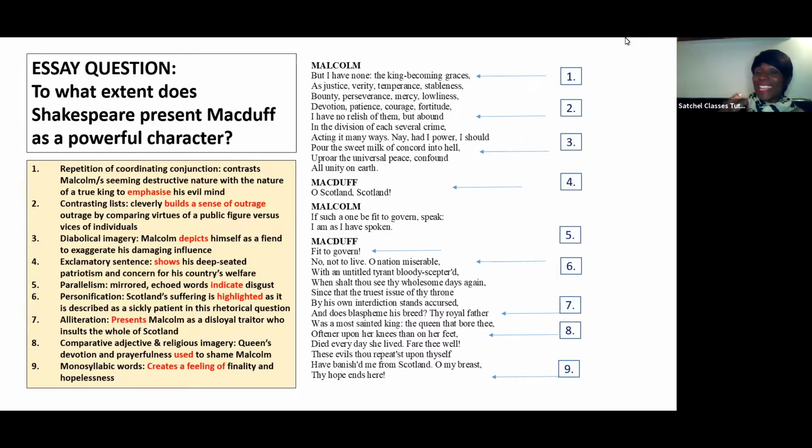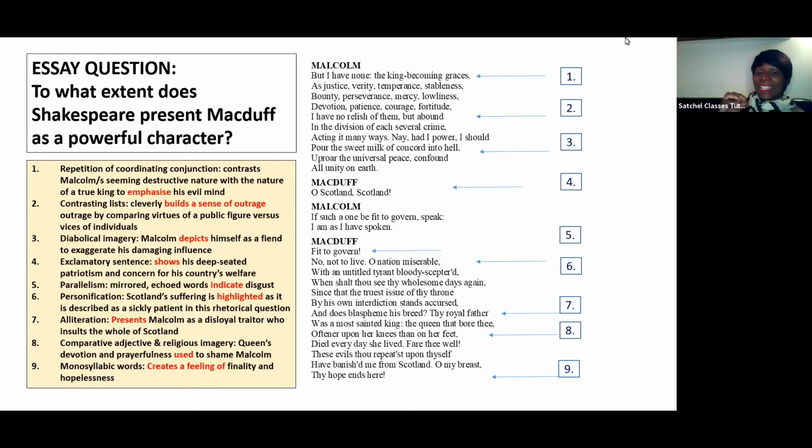And then you can see how Macduff personifies Scotland. He says, "O nation miserable." And the personification really highlights Scotland as a sickly patient through this rhetorical question, "when shalt thou see thy wholesome days again?" When will healing come to you? He thinks that Malcolm is a disease that will cripple and injure this already suffering land. And he says it directly to his face. You can see his strength, the strength of his words.